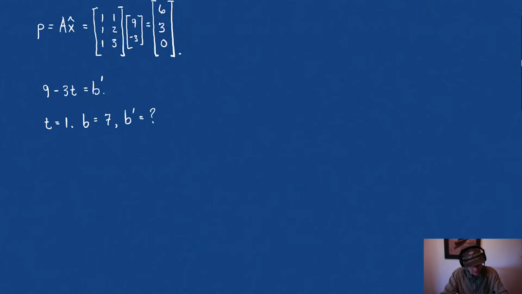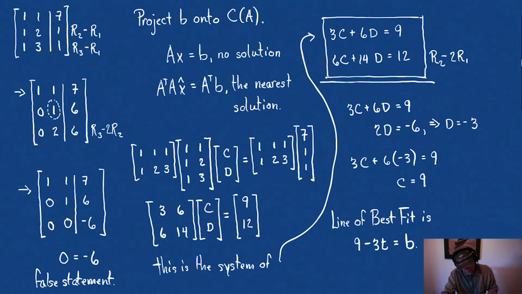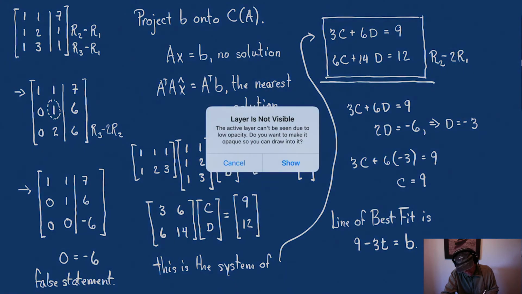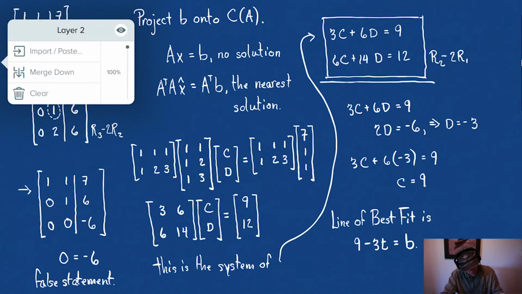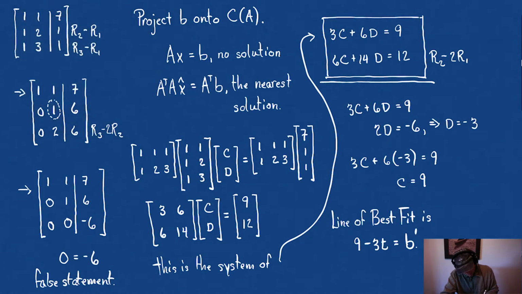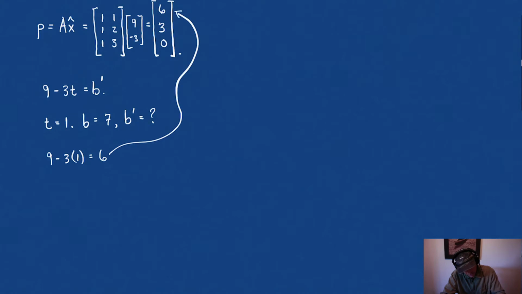And you know what, let's go back in our notes for a moment. Really, our equation should be 9 minus 3t equals b prime, not b, because it's more than likely going to be a value different than the actual b. So let's take a look. If I put in a t, I get 9 minus 3 times 1. That's going to be 9 minus 3, which is 6, the first value in p.